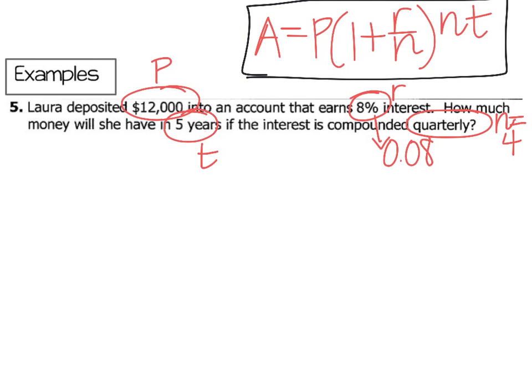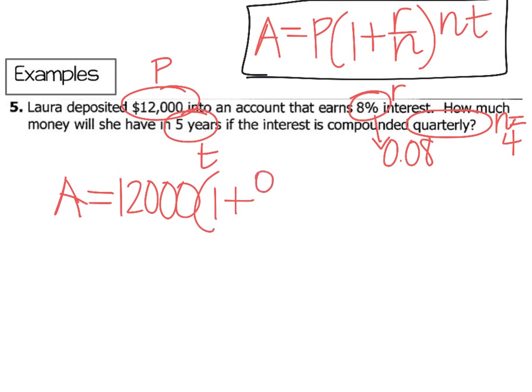Then we're going to take all these values. We've got our P, our R, our T, and our N, and we're going to plug them into the formula. So A equals our principal amount, 12,000, times 1 plus our rate, which is 0.08, divided by N, the number of times it's compounded each year, to the power of N, which is 4, times T, which we know is 5. All right, then we're going to simplify this.